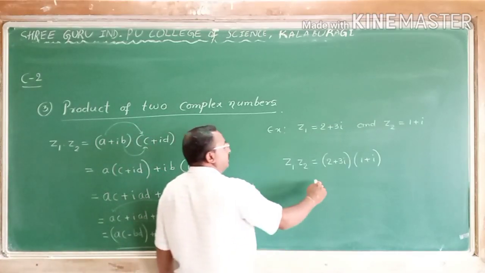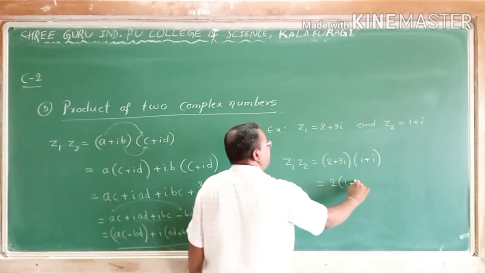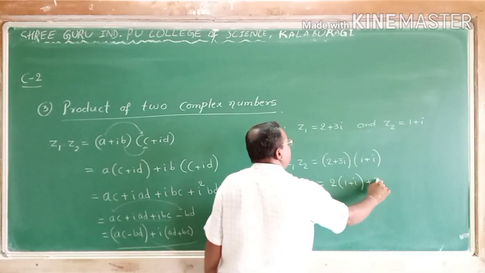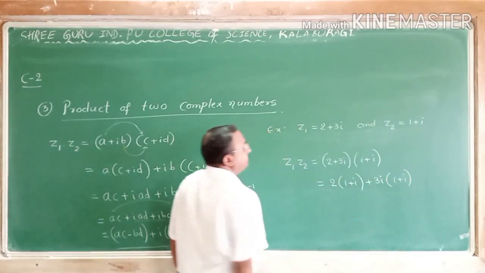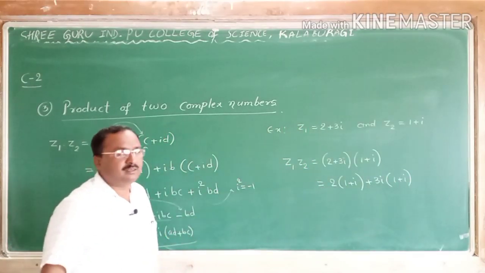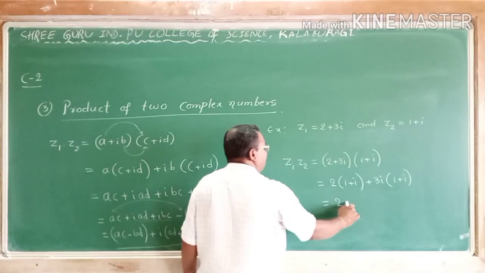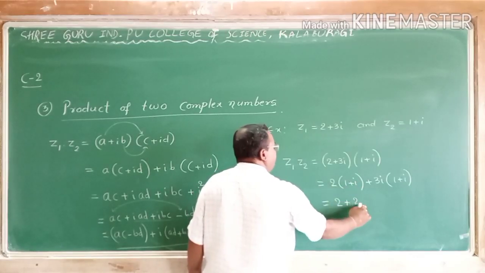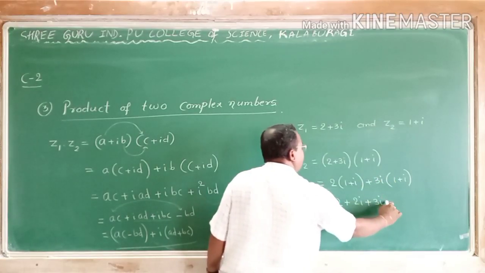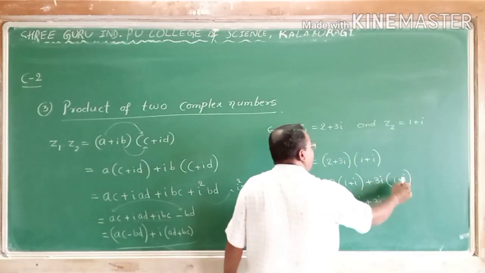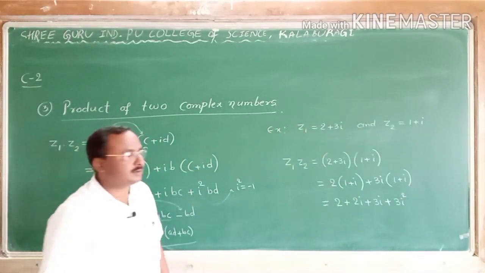Multiplication is equal to 2 times (1 plus i) plus 3i times (1 plus i). Simplify. 2 into 1 is 2, plus 2 into i is 2i, plus 3 into i is 3i, plus 3i into i is 3i squared.